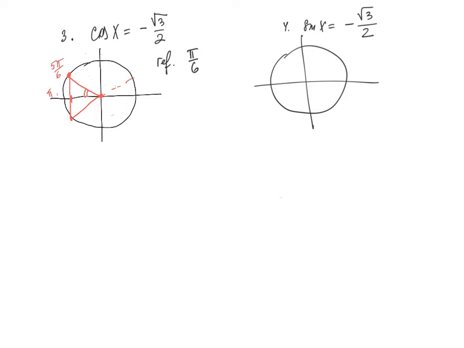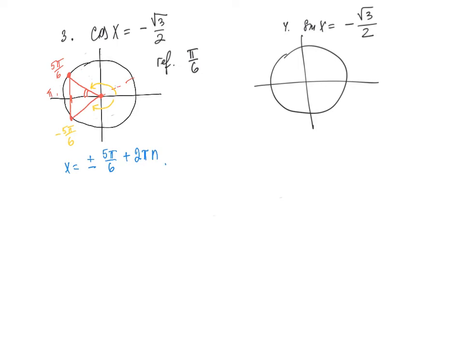Now, for cosine, everything is nice actually, because this is pi over 6 and this is negative pi over 6. So our solution, as we saw in the general formula on the previous page, will be plus or minus 5 pi over 6, and don't forget to add whole number of cycles. That's it, finished. 2 pi n.